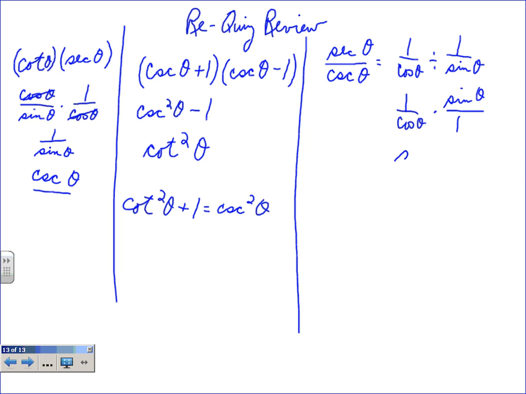One times sine theta is sine theta. Cosine theta times 1 is cosine theta. Right, that is one trig function. What's sine over cosine? Tangent. All right.